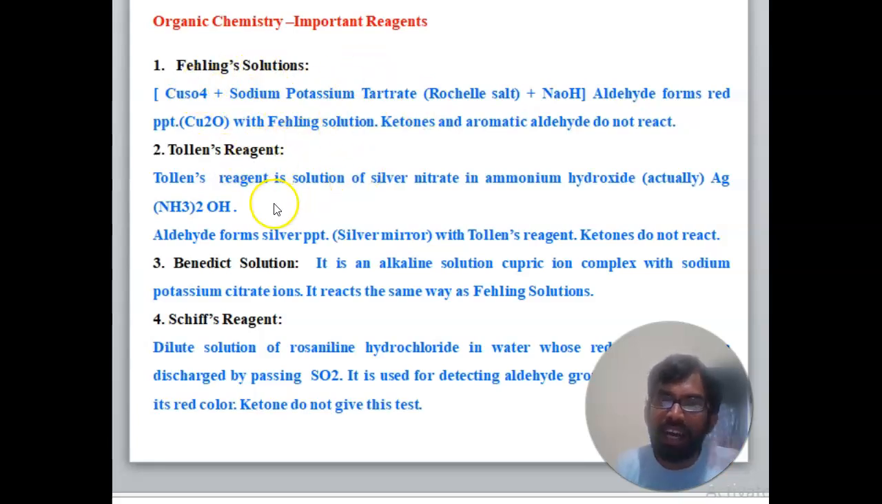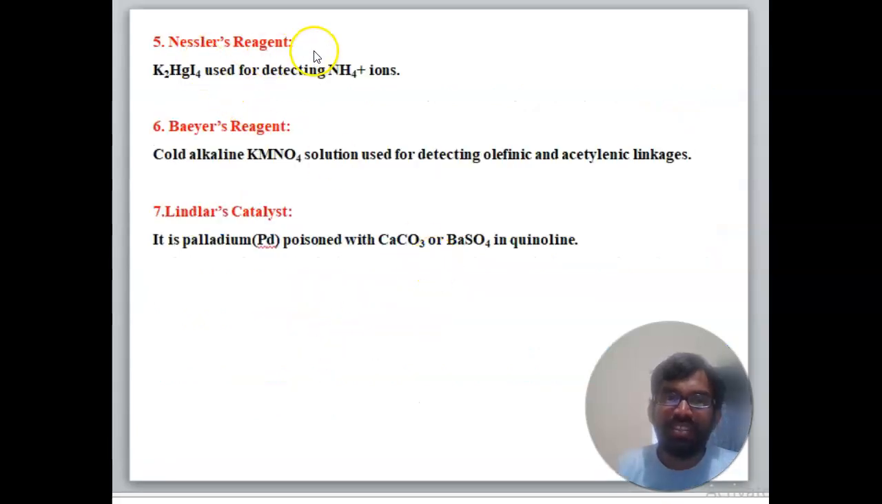What is Tollens reagent? You have already seen it earlier. Tollens reagent is a solution of silver nitrate in ammonium hydroxide, actually [Ag(NH3)2]OH. Aldehydes form a silver precipitate, that is a silver mirror, with Tollens reagent. Ketones do not react with it. The next ones are Benedict's solution, Nessler's reagent and Baeyer's reagent. Then Lindlar's catalyst, which is palladium poisoned with calcium carbonate, BaSO4 and quinoline.